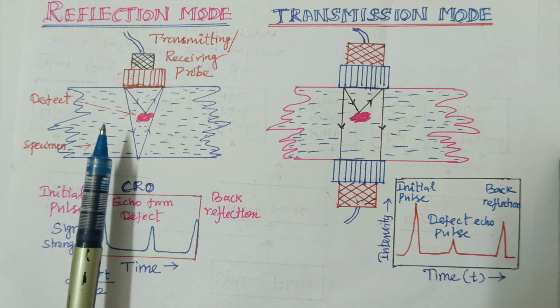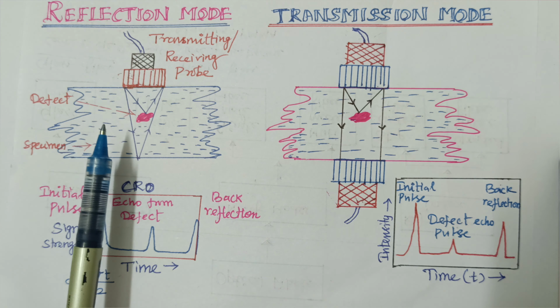The next one is the depth of the defect. The depth of the defect from the surface can be measured using this reflection mode method.